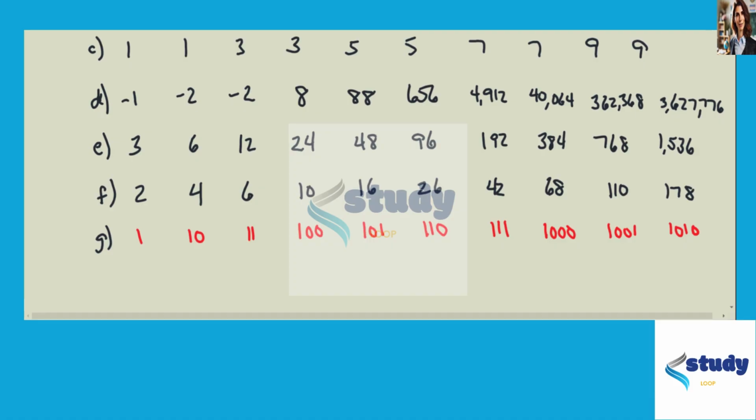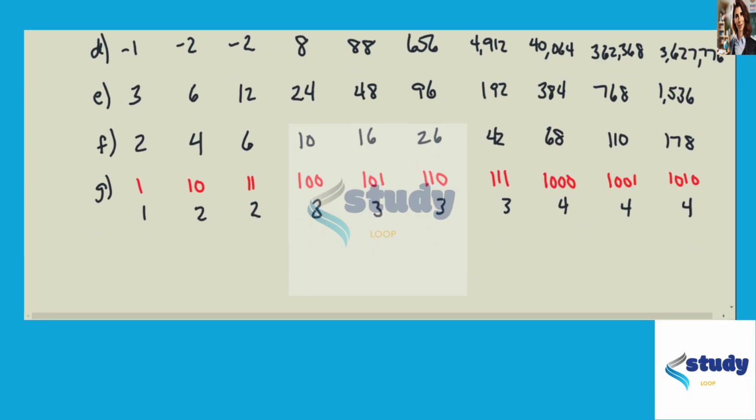So the actual sequence, though, is not the binary numbers. It's how many digits are in this binary expansion. So my actual sequence here is going to be 1, 2, 2. These next numbers all have 3. And then we have 4. So the black numbers are the actual sequence for this problem.